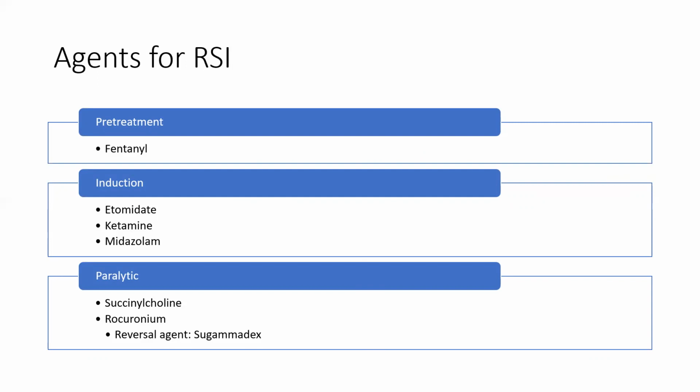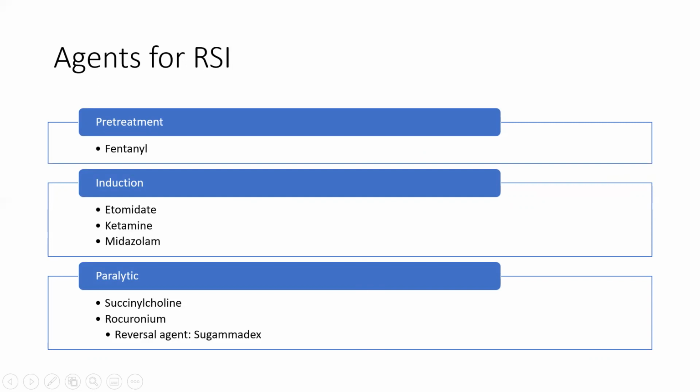So pre-treatment is likely going to be the same. Most of us use fentanyl. Some people may use lidocaine or other medications for pre-treatment for rapid sequence induction. Your sedative medicine, etomidate or Versed, will also be the same. You may also consider the use of ketamine for the appropriate patient.